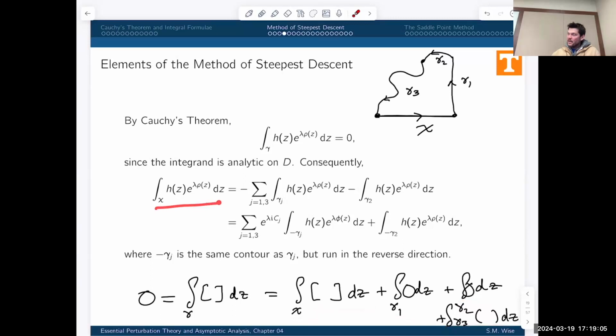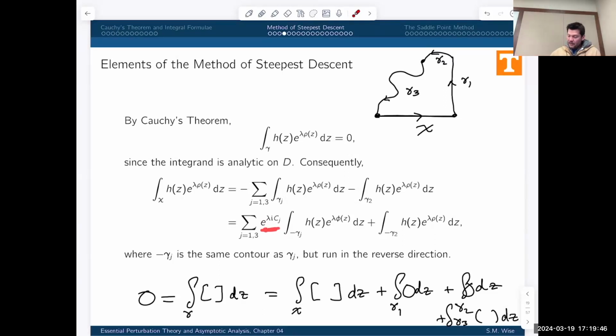The contour over chi is just equal to the contours over gamma 1 and gamma 3 with a minus sign, minus the contour over gamma 2, the bridge contour. Now remember, on these contours gamma 1 and gamma 3, psi is a constant. When I run it over that part of the contour, out is going to pop that constant value Cj. In fact, what pops out is e to the lambda i Cj, because the imaginary part is just the constant Cj along gamma 1 and gamma 3.